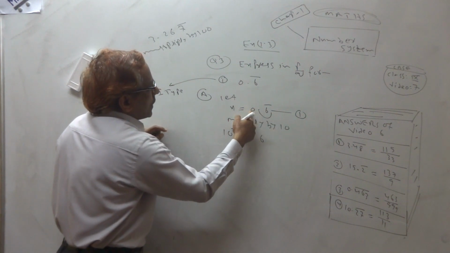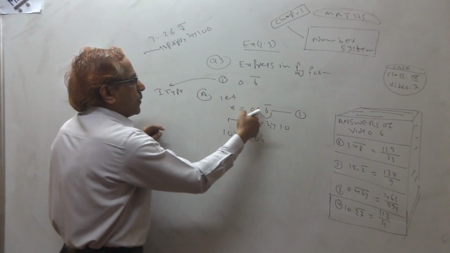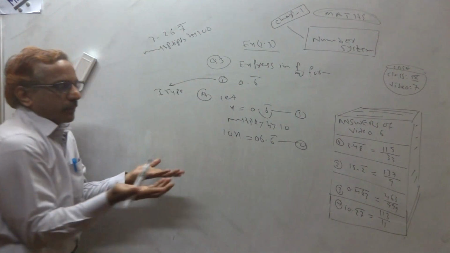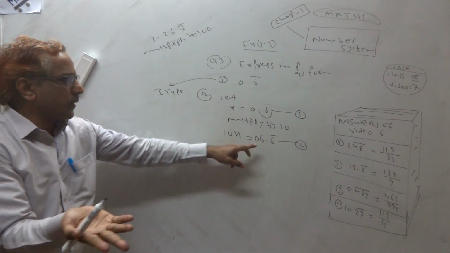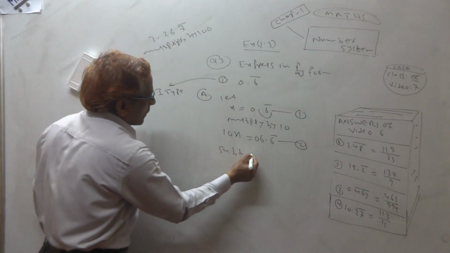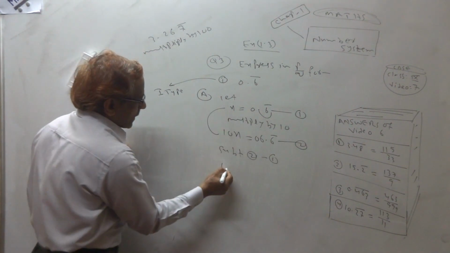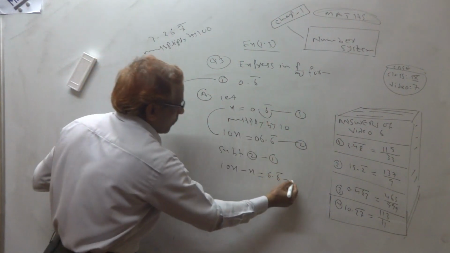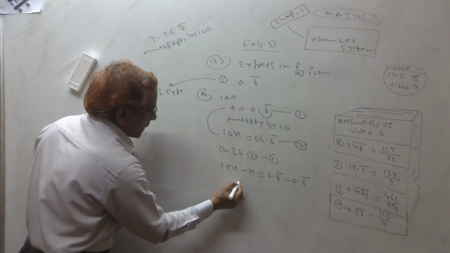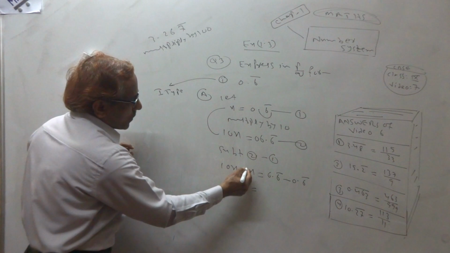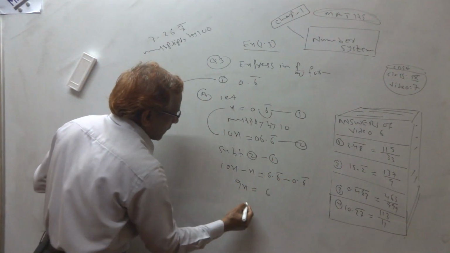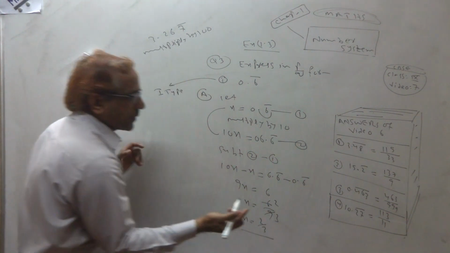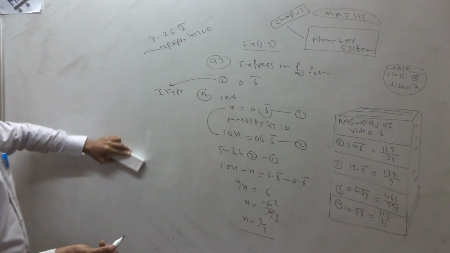So it will be 6.6 bar. This is the second equation. Now subtract second minus first. 10x minus x, 6.6 bar minus 0.6 bar. 10x minus x is 9x, because 10x minus 1x is 9x. 6 minus 0 is 6. 6 by 9, 3 2s are, 3 3s are. I got the answer. Finished. It's an easy question. Okay, this was the first.